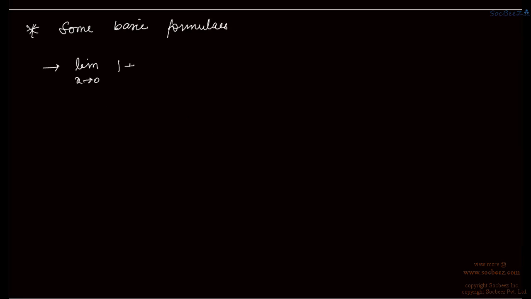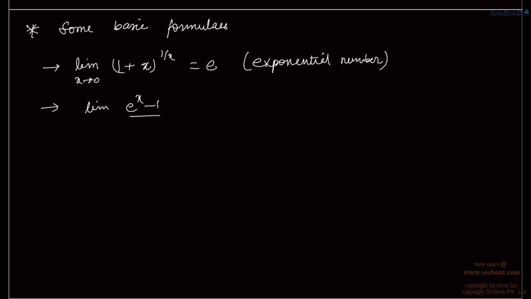Limit x tends to 0, (1 plus x) to the power 1 upon x is equal to e. e is the exponential number. Then we have limit (e to the power x minus 1) upon x as x tends to 0 is equal to 1. See, at x equal to 0, these are all not defined. The functions f(x) are not defined, right?